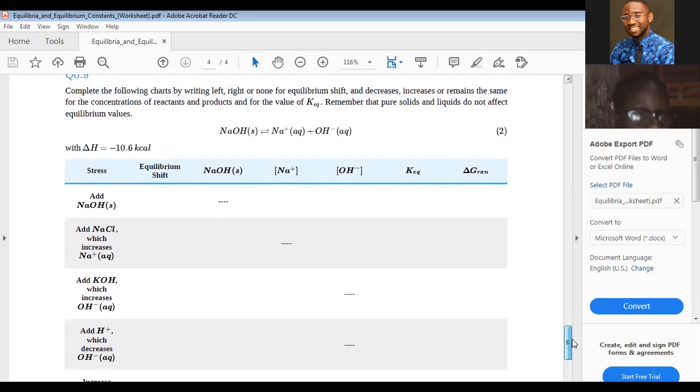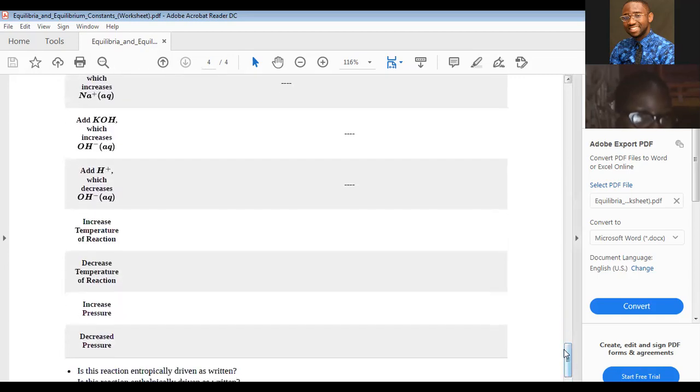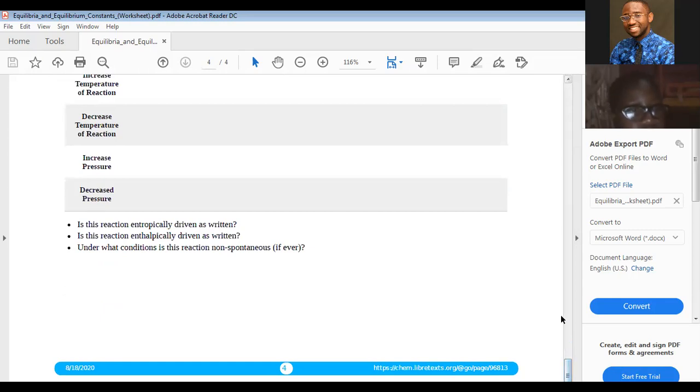To the left. Correct. And decrease in pressure to the right. Okay. Awesome. I still have other questions though.